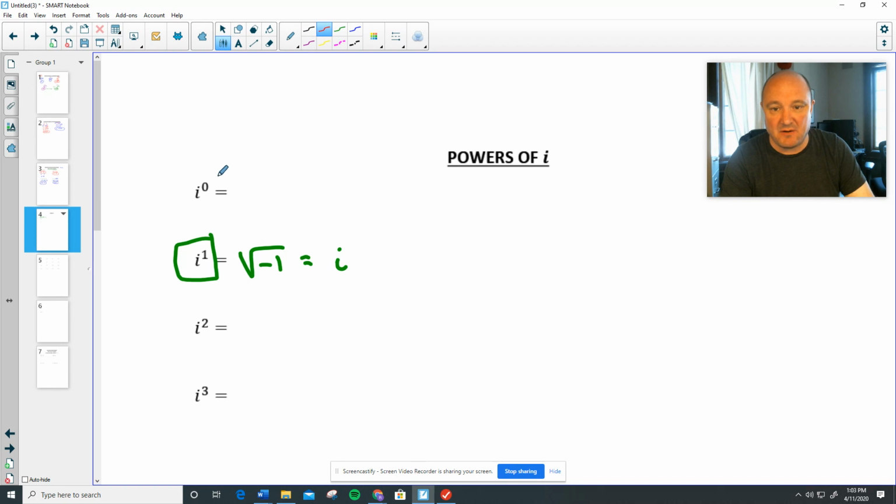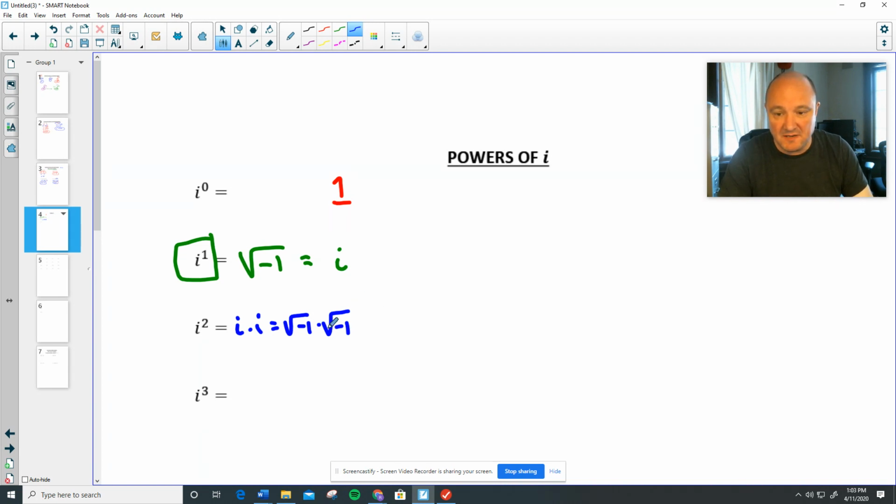i to the 0 power. Now we know from our study of exponents that anything to the 0 power is equal to 1. So i to the 0 power equals 1. What about i squared? Well, i squared equals i times i. And of course, i is the square root of -1.